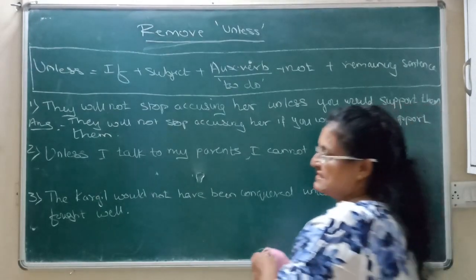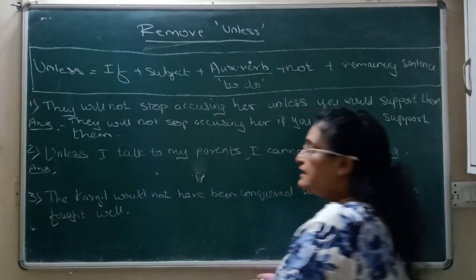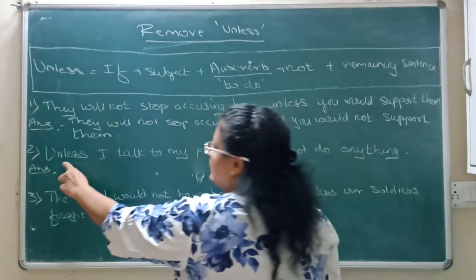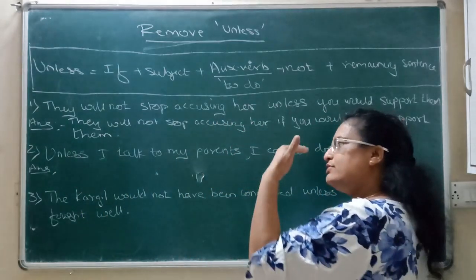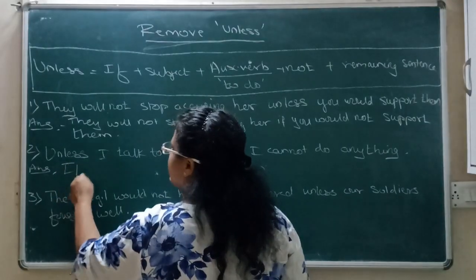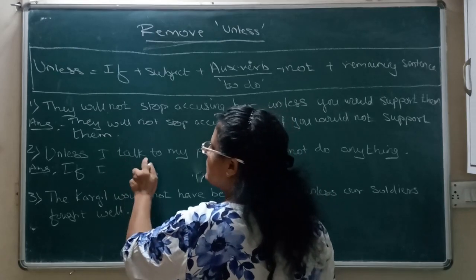Understood? Now let's see the next example. In the next example, you will see it is starting with unless. Unless I talk to my parents, I cannot do anything. Now unless is there in the beginning of the sentence, so you just apply the rule of unless over here. Unless is to be replaced by if. What is the subject? I. So you put that I. If I. Now there is the verb talk.